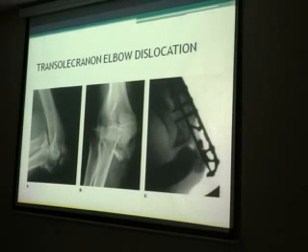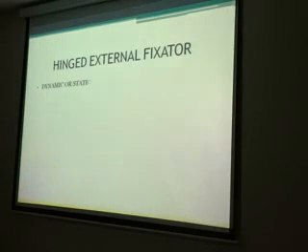This is the case of the transolecranial elbow dislocation, in which the olecranon is completely torn or completely fractured. This must be regained. Here he regained it with a plate. By the way, if less than 50% of the olecranon is lost, no elbow instability will occur. More than 50%, this is an indication of elbow instability. Okay?